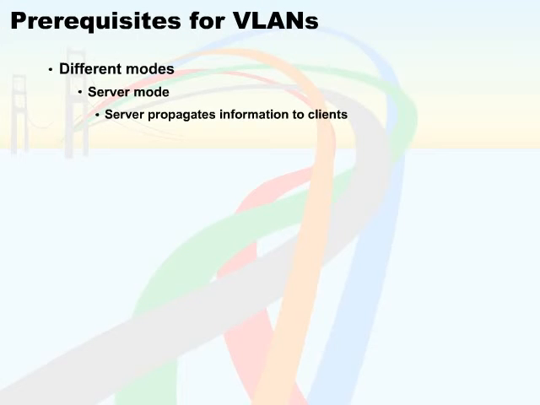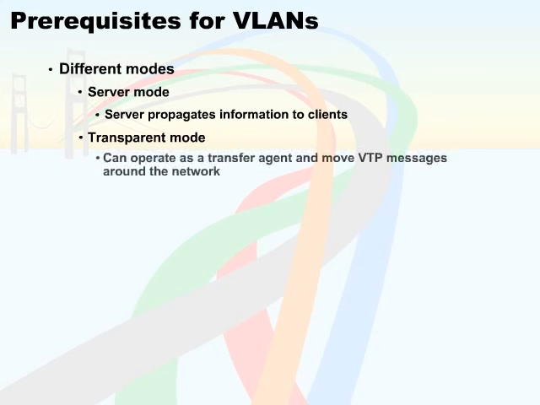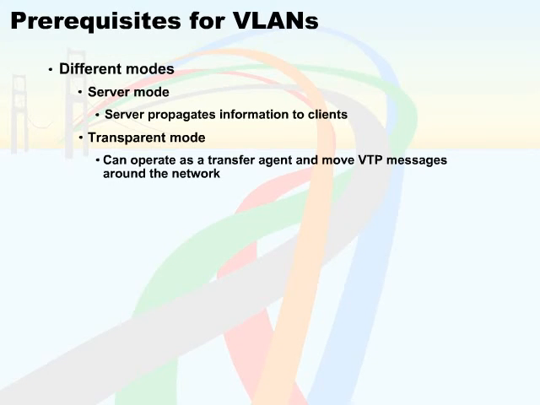Switches can also participate in a VTP domain in what's known as transparent mode, which means that they do not apply any of the information themselves, but they can be operating as a transfer agent and move VTP messages around the network. And therefore, if they are sitting in the middle of a client and a server VTP, they can actually pass the message through so that anything I build on the server is automatically propagated to the client.